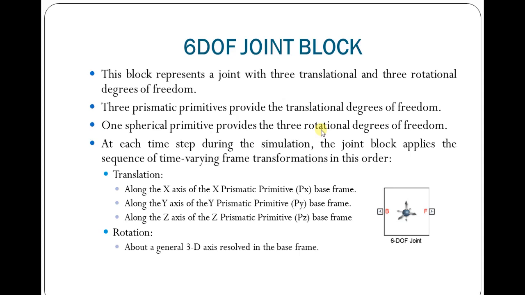At each time step during the simulation, the joint block applies the sequence of time varying frame transformations in the following order. At first it will do the translation along the x-axis of the x prismatic primitive, and then along the y-axis, and after that along the z-axis. Then only it will simulate the rotation about the 3 axes x, y and z.